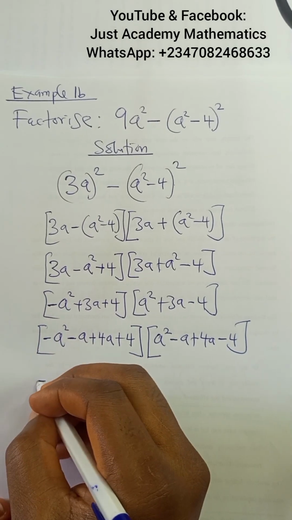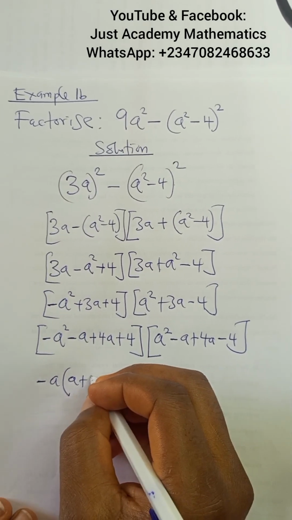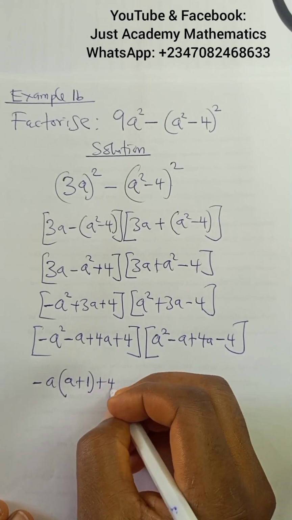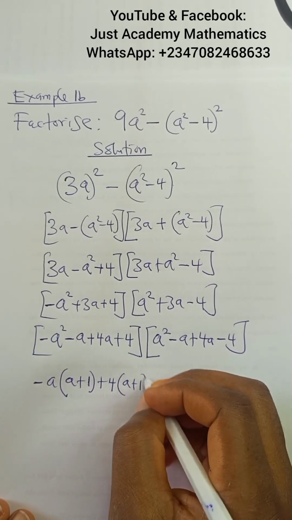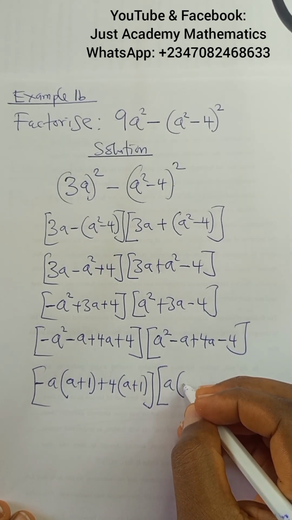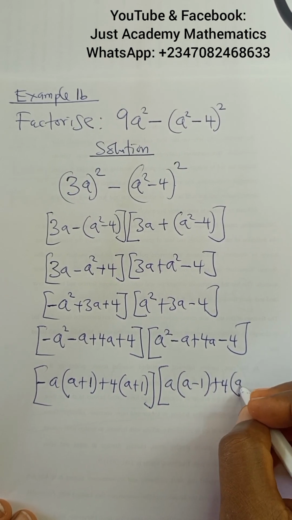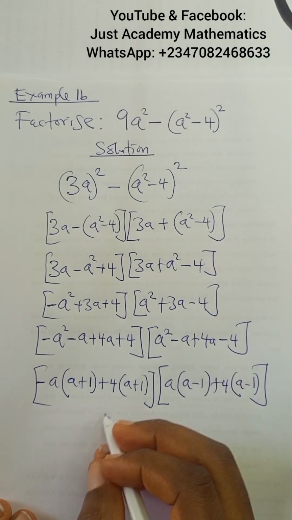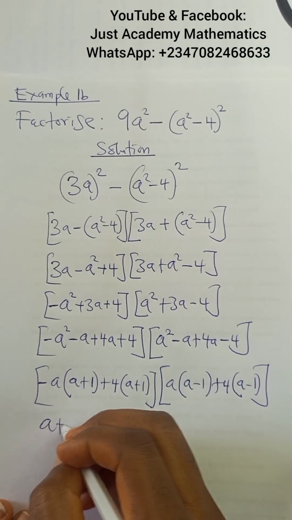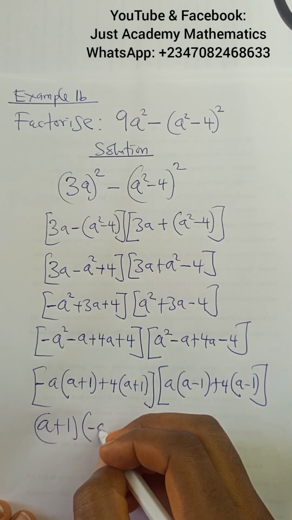What is common here? Minus A is out. What will remain here? It will remain A plus 1. Plus 4 is out. It will remain A plus 1. How about this one? A is out. It will remain A minus 1. Plus 4 is out. It will remain A minus 1. Factor A out. A plus 1 is out. What will remain? It will remain minus A plus 4.